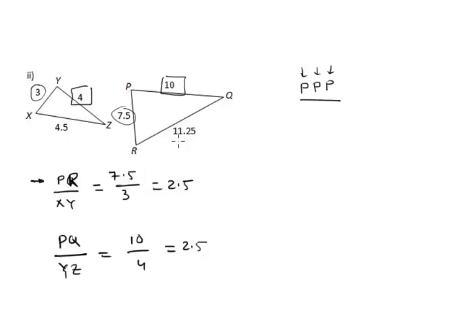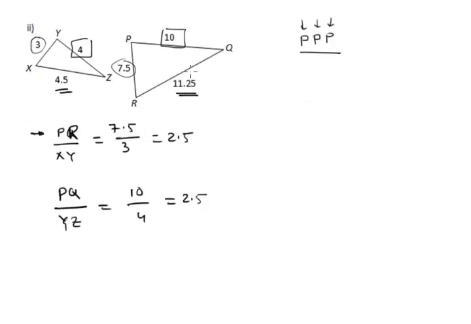Then the third largest arms are QR and ZX. QR is 11.25 divided by ZX, which is 4.5. If we divide it using a calculator, we will get 2.5.